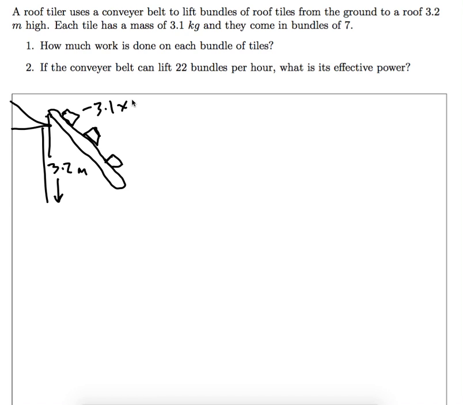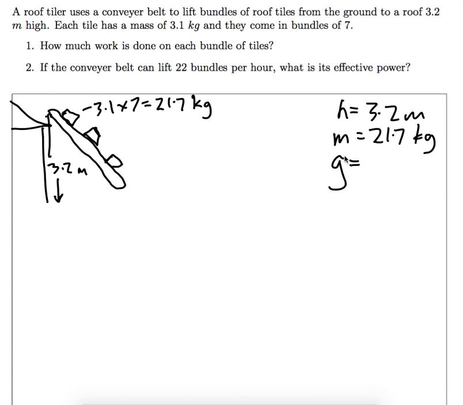So each bundle is 3.1 times 7, which, if my maths is right, is 21.7 kilograms per bundle. So what we want to know first at step 1 is, we have H equals 3.2 meters. We have M, let's just use the whole bundles, 21.7 kilograms per bundle. We know G equals 9.8. I've been using 9.8 rather than 9.81 or 9.82 for simplicity here.